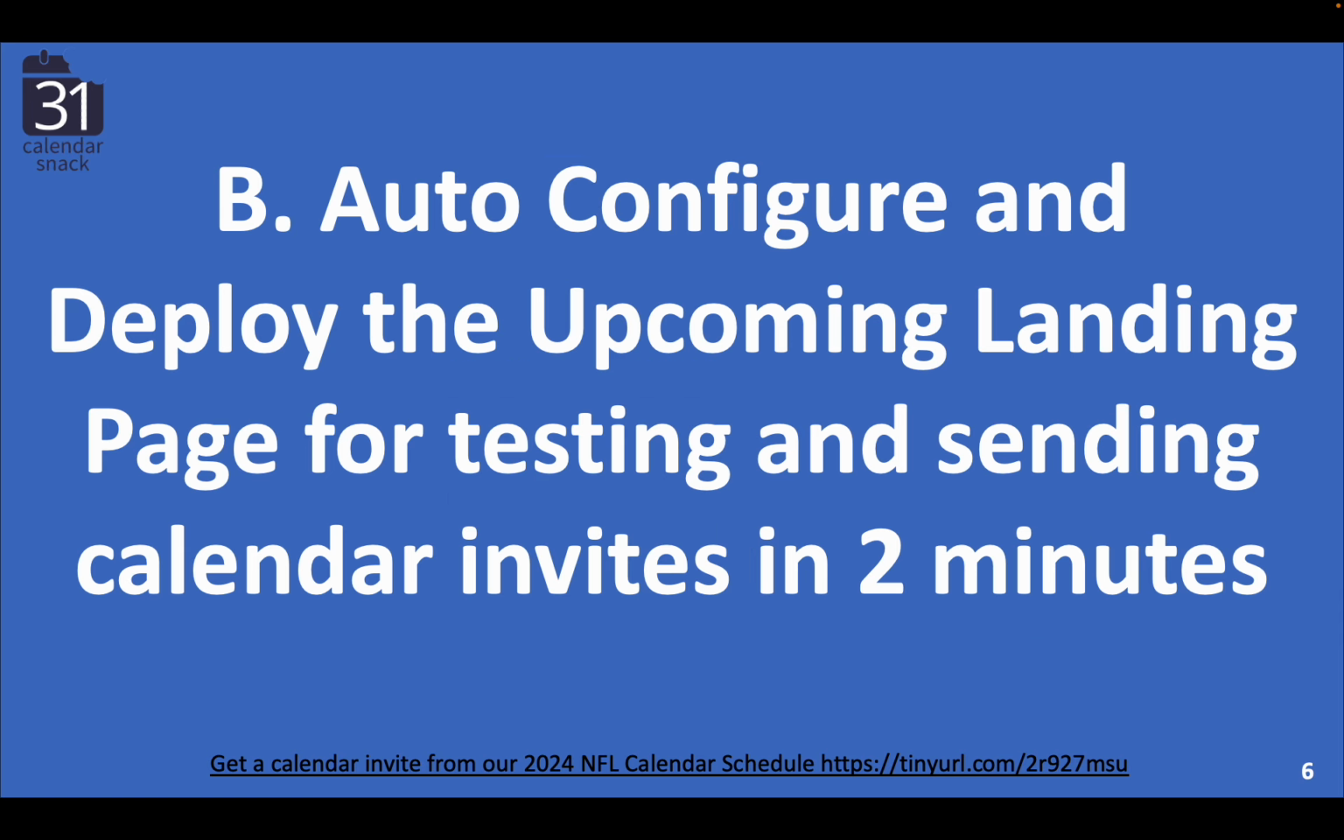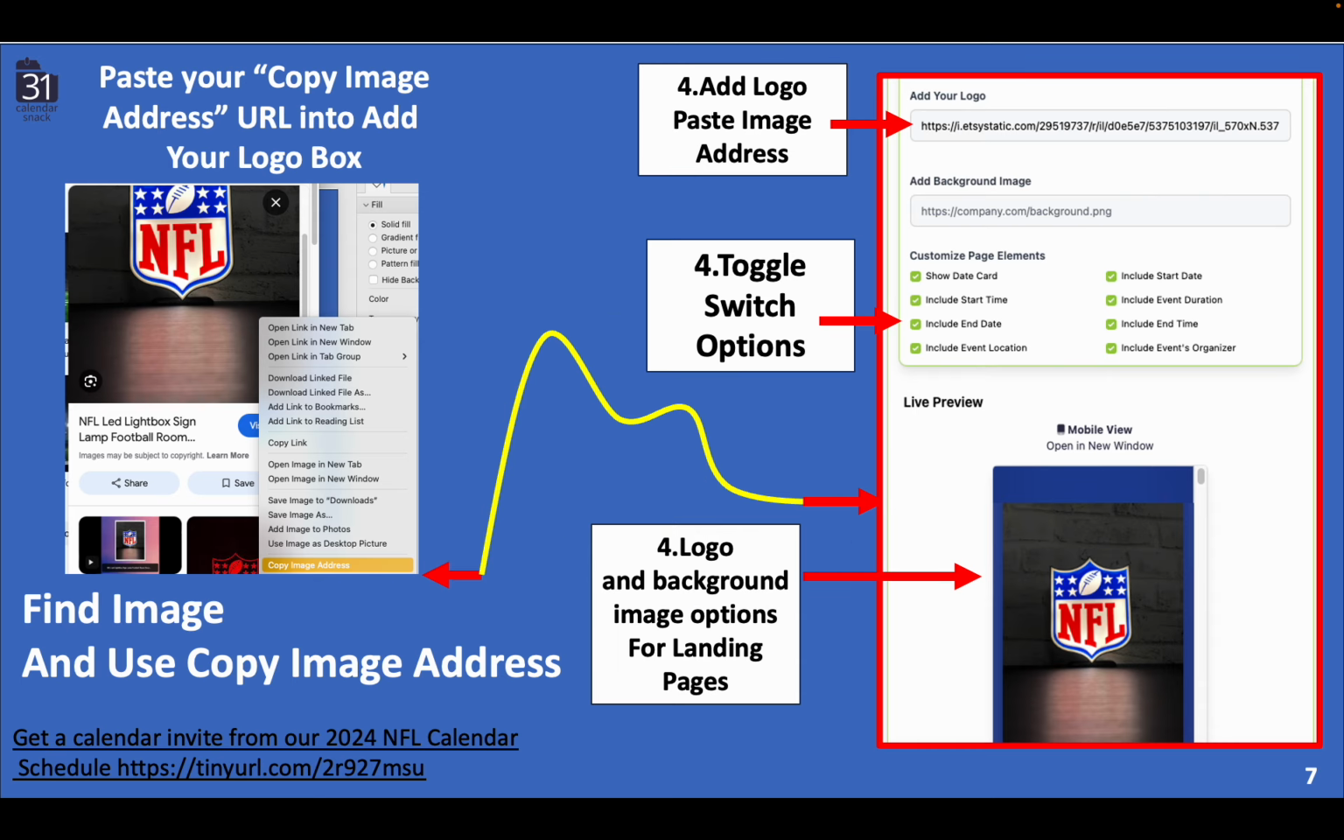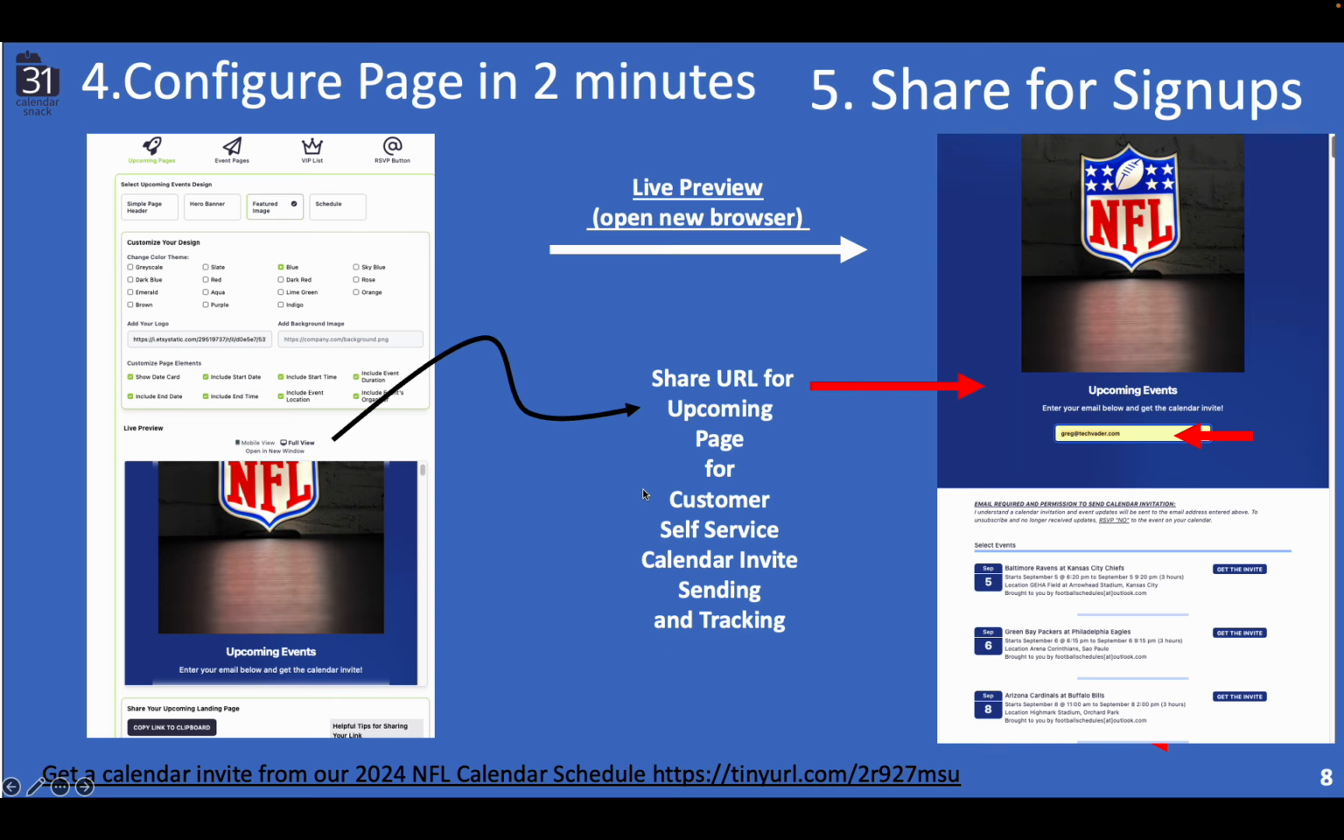So the quick one B here on the slide is how to actually configure and deploy the upcoming landing page to send and test. It only takes a few minutes. It's not so crazy in that we've automated this whole process. So you go out and you find your image you want, you toggle which page elements you want to see in the upcoming landing page. You insert a logo in the background and voila, you have an upcoming landing page here on the right. That is a streaming landing page for all your events coming up.